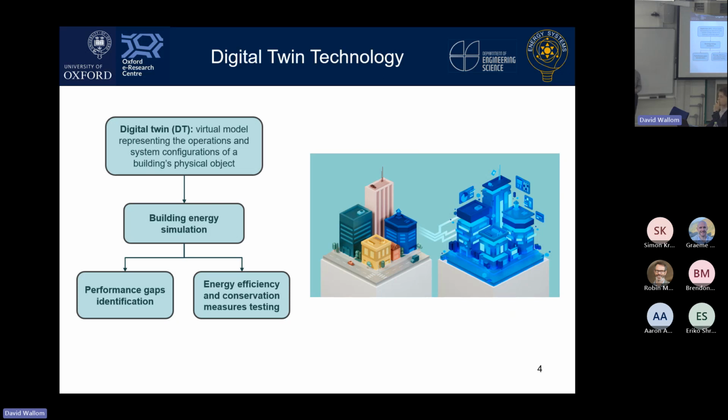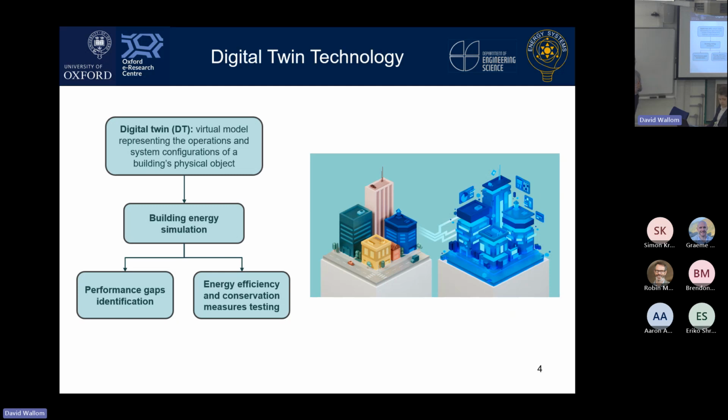With a digital twin, you can then run building energy simulations. And with those simulations, you can not only identify potential energy performance gaps in your building, but also test out energy efficiency measures virtually before implementing any major changes in your building.